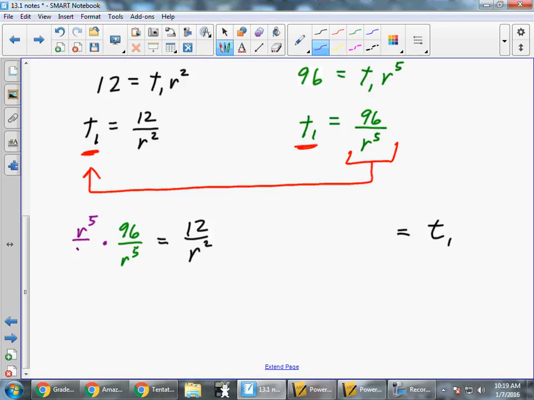So I can multiply by the reciprocal, which is r to the 5th over 96. Whatever I do on that side of the equal sign, I have to do over here on this side of the equation to keep it that way. R to the 5th over 96. And really, when you're cross multiplying, Gabino, that's what you're doing. So you were right. You can cross multiply.